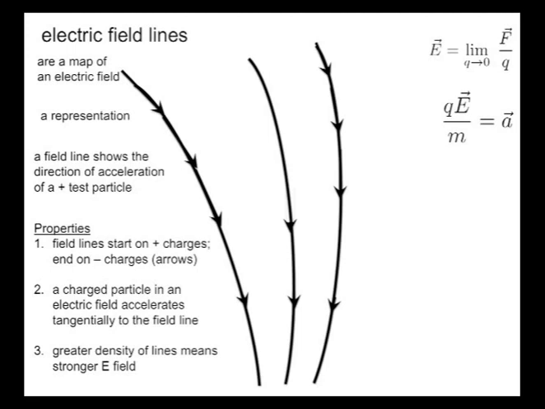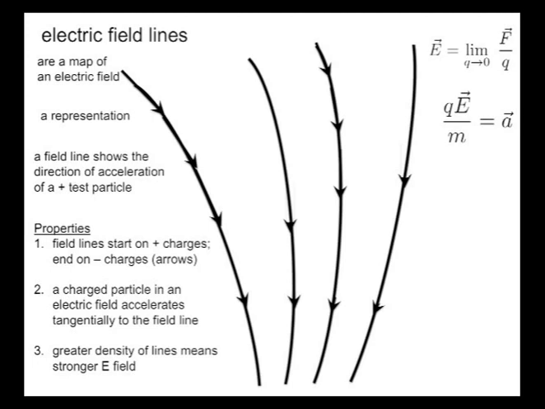A collection of field lines provides a pictorial representation of the electric field that is useful for thinking about the field. Field lines have the following properties. They start on positive charges. They end on negative charges. A charged particle placed in an electric field accelerates tangentially to the field line.